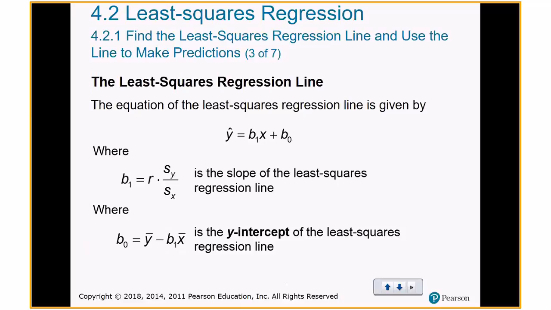Now, this is worth mentioning. Not testable, but it's worth mentioning. If you want to find B1, you take your correlation coefficient and you multiply it by SY over SX. Okay? In other words, that R is kind of used like slope. That's why they're multiplying by R. Just think of slope, because the slope and the correlation have a lot to do with each other.